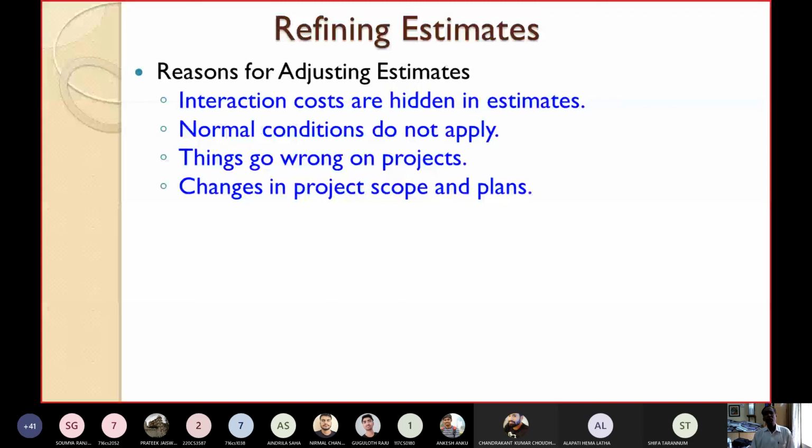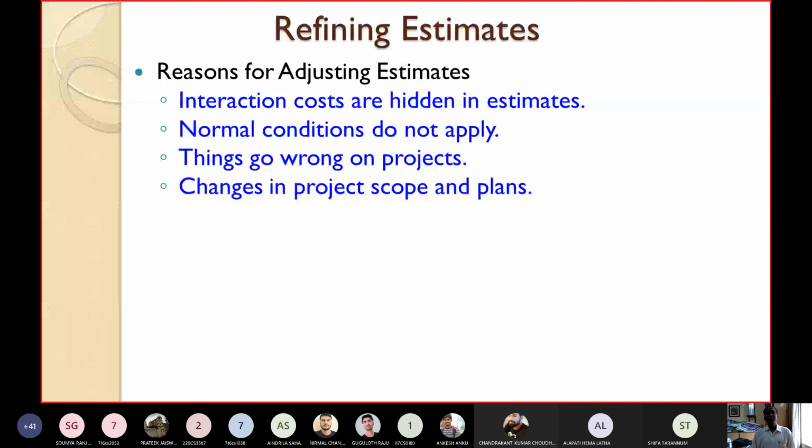Sometimes the normal conditions do not apply. Considering that the normal conditions will be applicable, we have made the estimate, but sometimes you will see the normal conditions do not apply. So you have to revise the estimate. Things go wrong on projects. You have thought something, but the project is going in another direction. So obviously you have to refine your initial estimate.